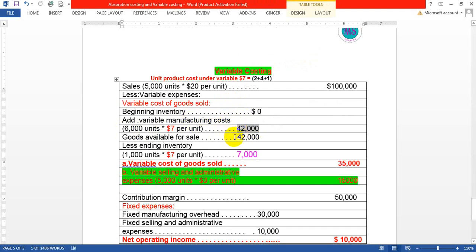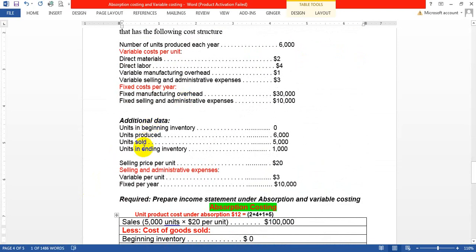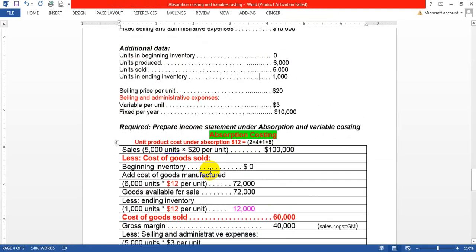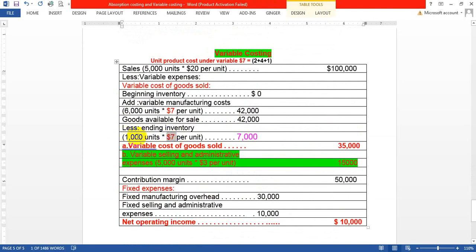So goods available for sale is 42,000. Now less ending inventory. In the previous work, my ending inventory was 1,000 units, but here the per unit product cost is different. My units in ending inventory are 1,000, and my unit product cost is 7. Multiplying 1,000 by 7 gives 7,000. So after deducting ending inventory, my variable cost of goods sold is 42,000 minus 7,000, equal to 35,000. That is my first variable expense.